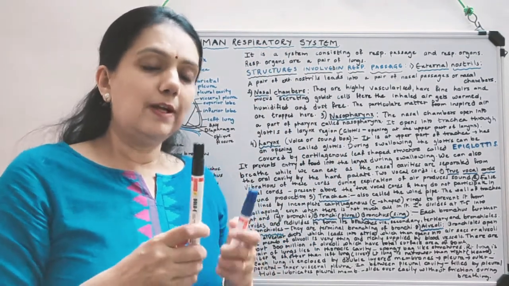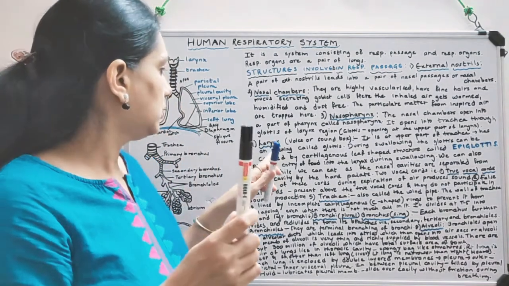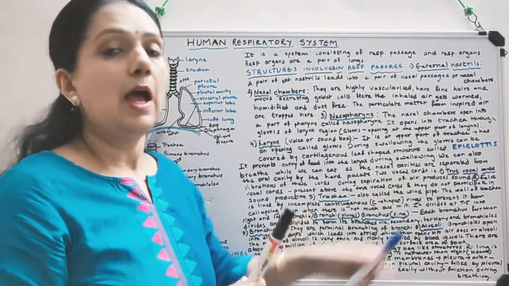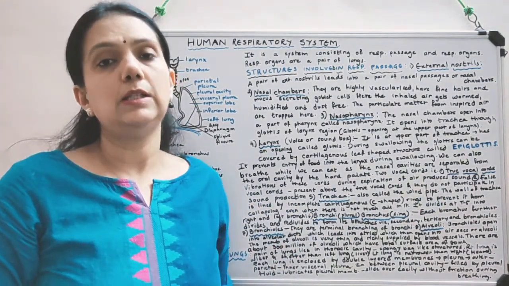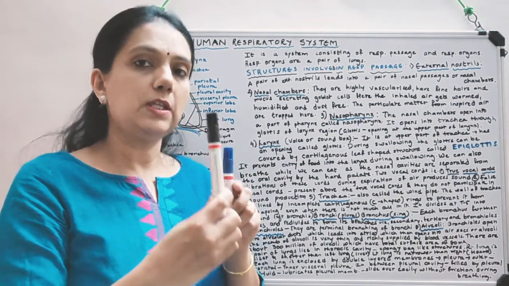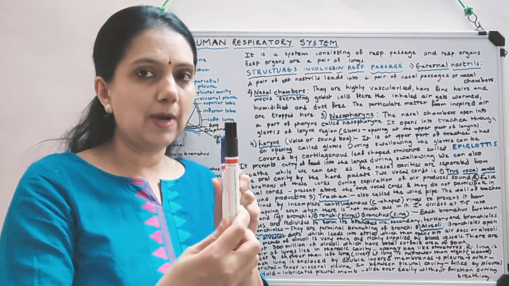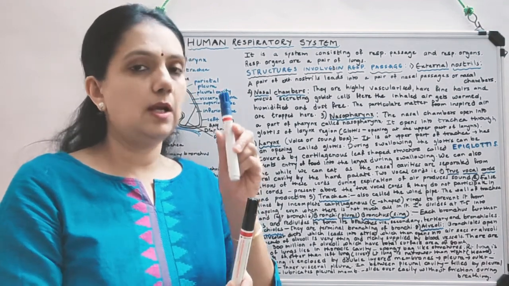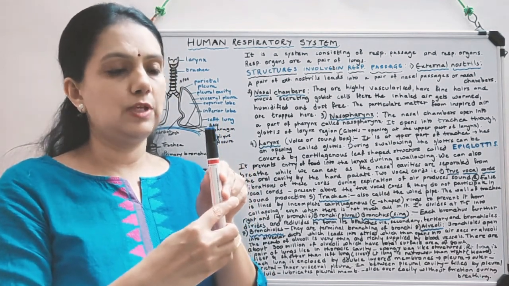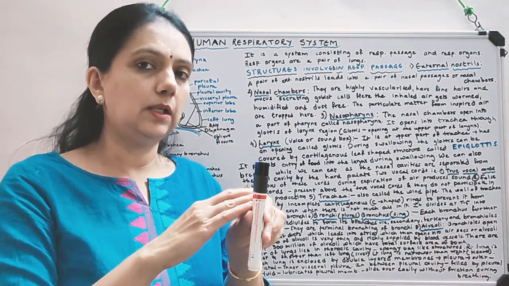Now there are two tubes. The trachea, you also call it the windpipe. I have written over here windpipe, and you have the food pipe, that is esophagus. Trachea is in front of esophagus. The black marker is your trachea and blue is the esophagus or the food pipe. They are like this together. One is in front and another is at the back.